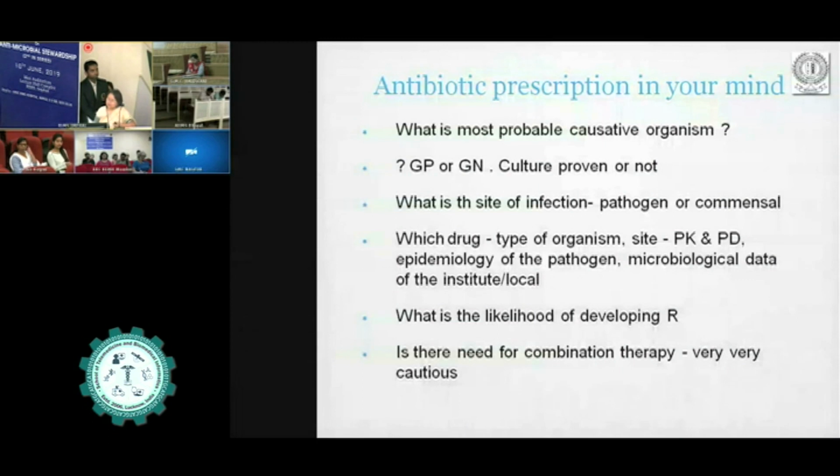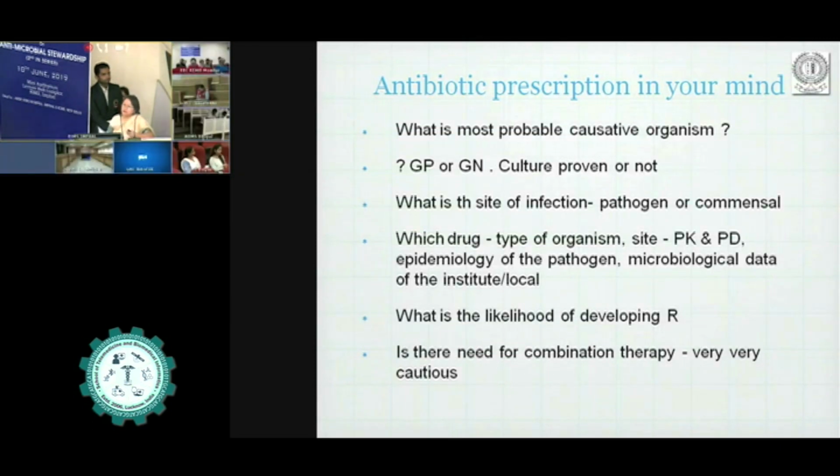And can it be a pathogen or can it be a commensal? Because as I have mentioned, any bacteria which is isolated from our body may not be the pathogen. They are not always the pathogen. As I have mentioned, there are a number of bacteria present in our body. And so, is it a culture-proven diagnosis or not? And which antibiotic is going to be effective for such an organism?